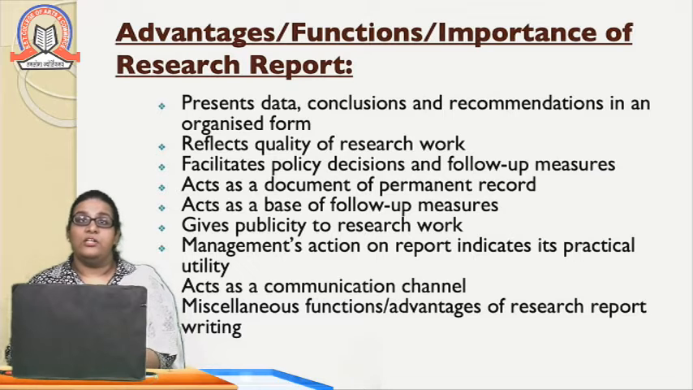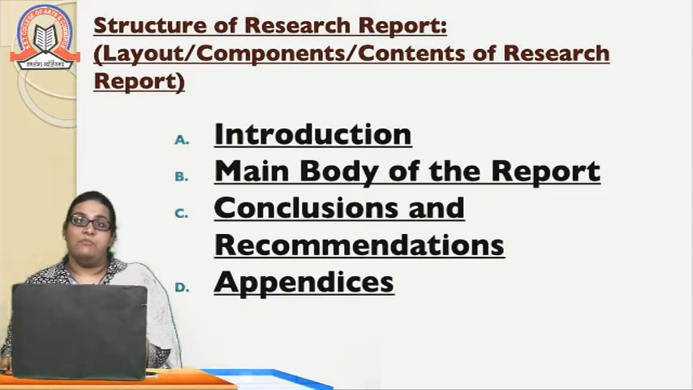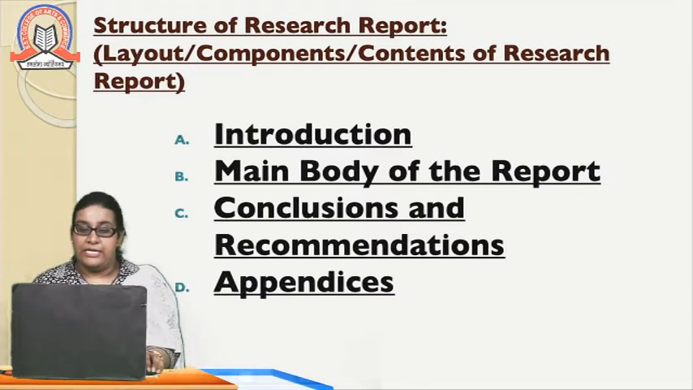So I think you're clear with the features and advantages. Now moving forward, the structure of a research report, or layout, components, or you can say contents. Whenever we prepare a report, there is some fixed structure, and generally this structure is followed. First is the introduction part, A. Then B is the main body of the report, in which there will be some data. Then C will be conclusions and recommendations, the conclusions we found based on our research. Then the last one is appendices. We will see these parts in detail.